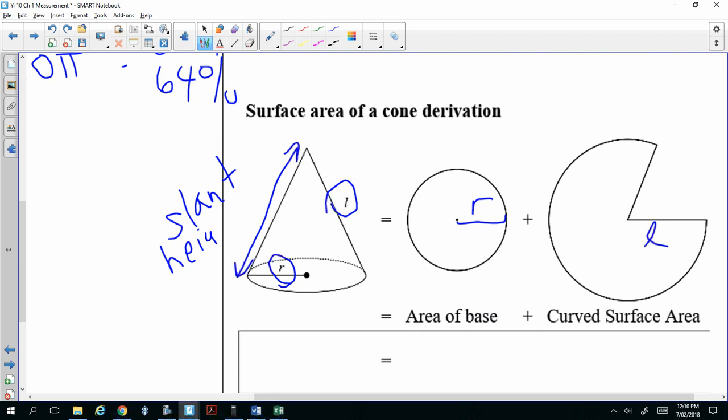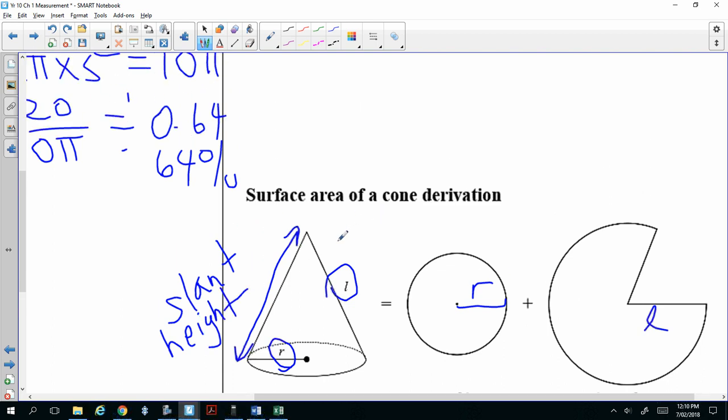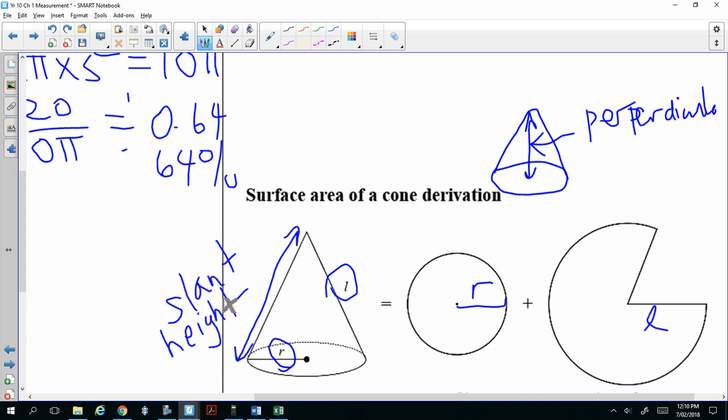And of course, if you draw a cone, this height is called the perpendicular height. So there's two heights here: perpendicular height and the slant height. Now, when it comes to the surface area of the cone, it is the slant height we're going to use, because the slant height is the radius of the big sector. Okay, so we've got the L, we've got the R.